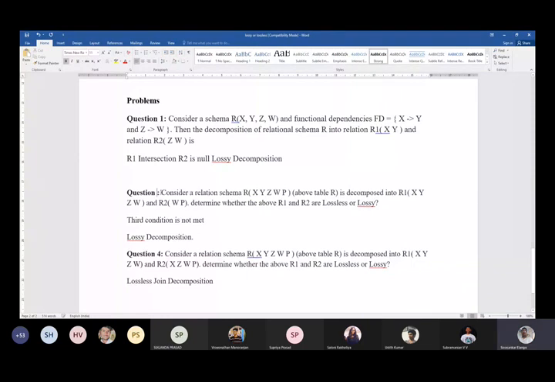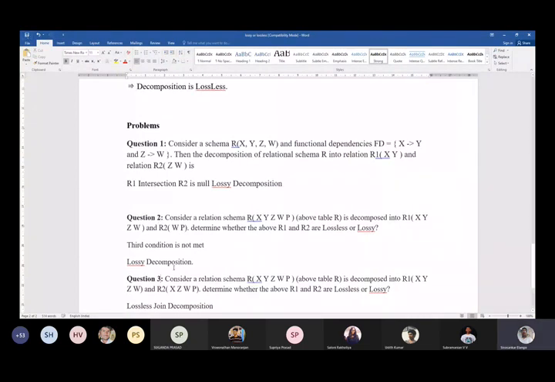At the end of the session, I will upload this Word document into your course materials folder. You can have a look into it, right? So I hope now you are familiar with checking whether a decomposition is a lossy decomposition or a lossless join decomposition. Let me move on to the next topic.